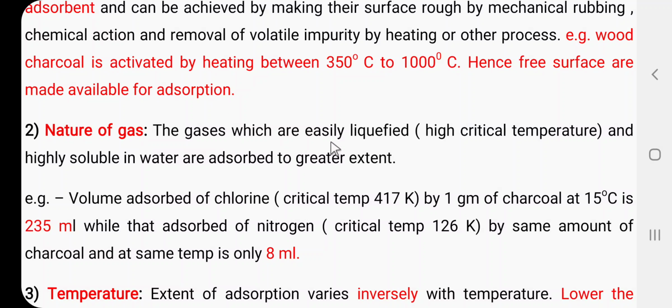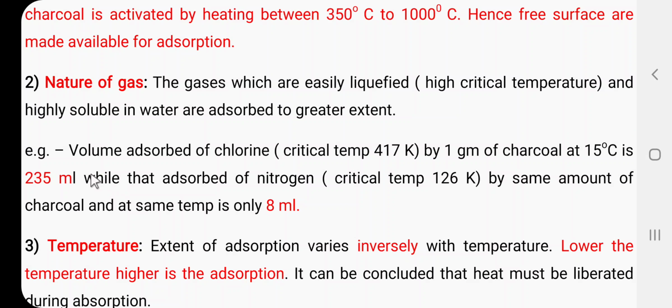The gases which are easily liquefied, the gases which have high critical temperature, and the gases which are highly soluble in water are adsorbed to a greater extent. So if the gas has a high critical temperature as well as high solubility in water, then the rate of adsorption is more. Let us consider one example.